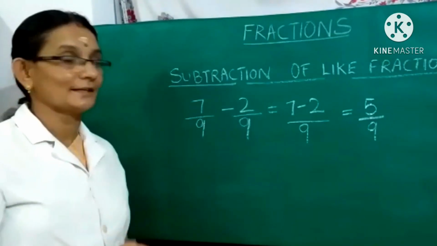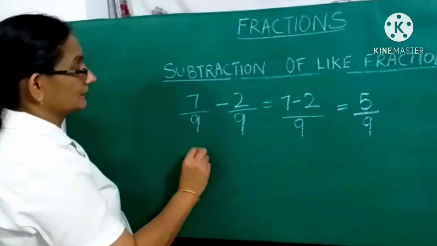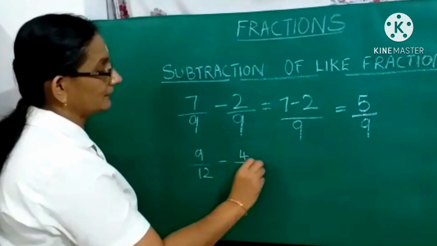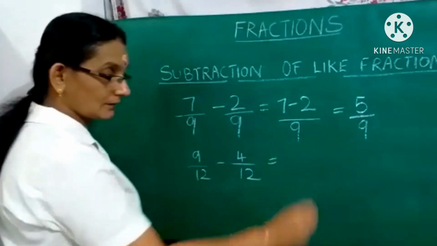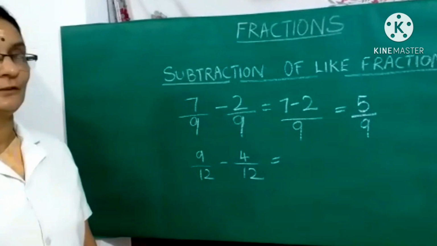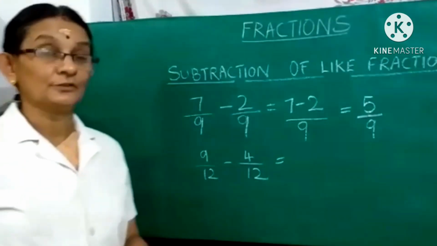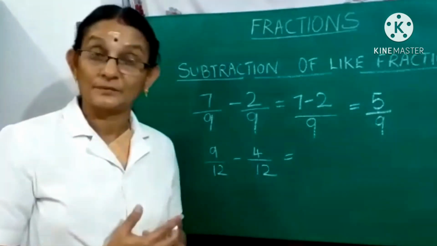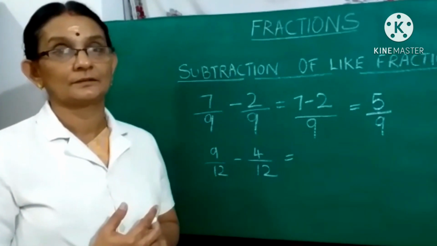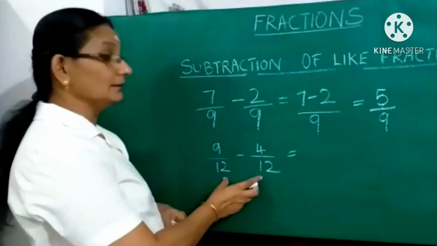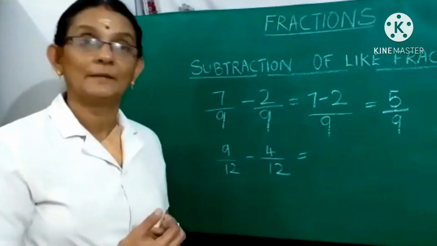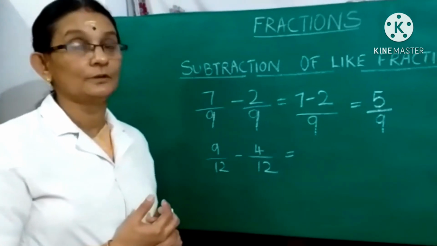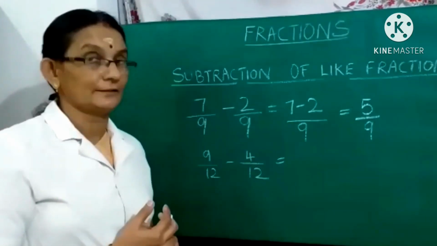Let us do one more example. Okay. So 9 by 12 minus 4 by 12. Now what shall we do? Children, usually many of you make mistakes while subtracting like fractions. Some subtract the denominators, 12 minus 12. That is not a correct answer. So be careful while subtracting like fractions.